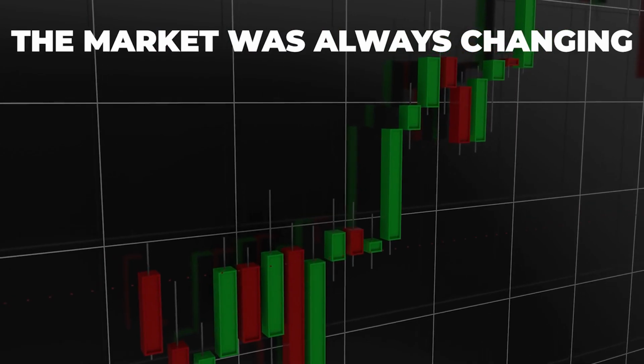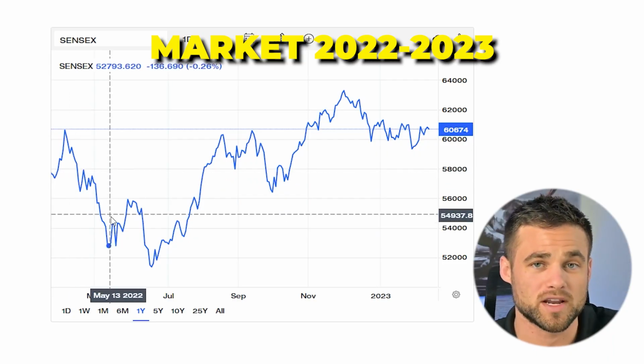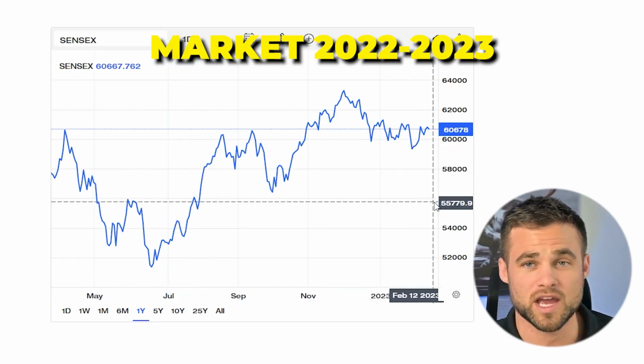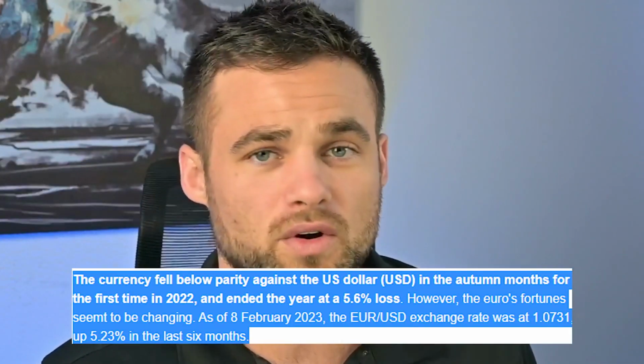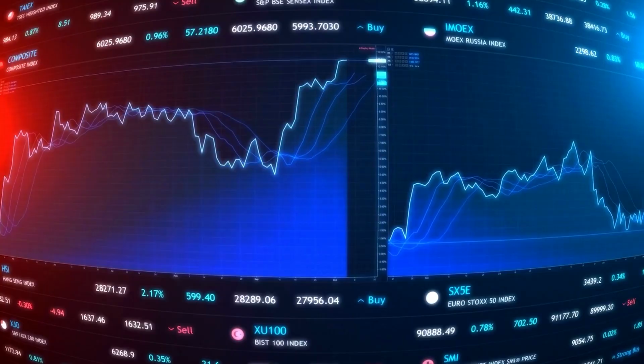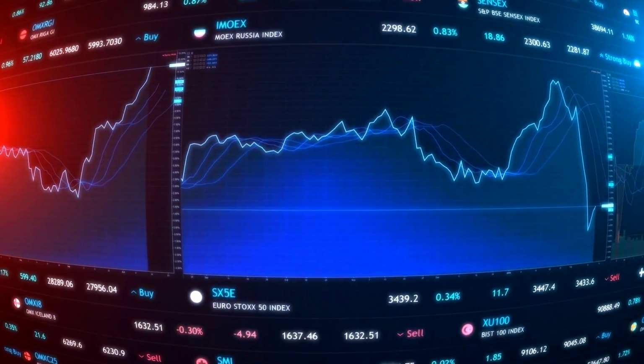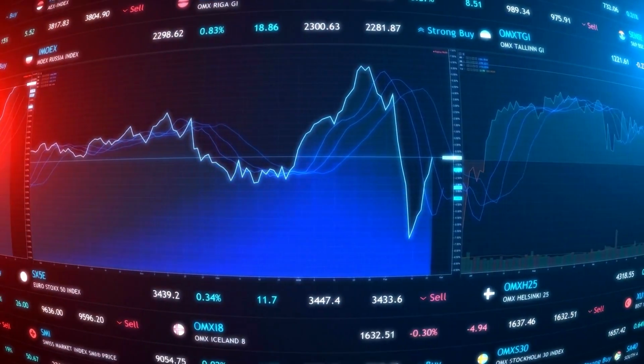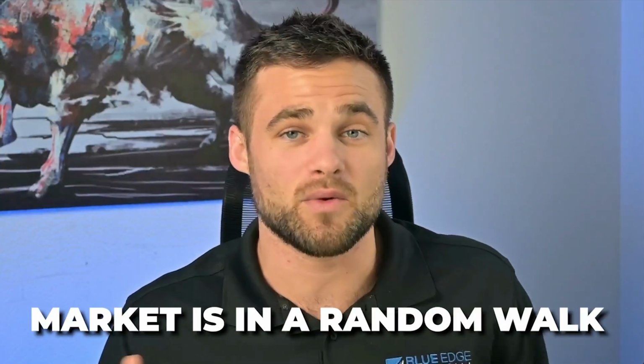I mean, every day the market is different. Every week, every month, the market is different, and especially every year. If you look at year-to-year changes on EUR/USD or in the gold market, the indices, all of these markets change over time. So backtesting has no possible way to know what's actually going to happen in the future. And as we know, the market is in a random walk.